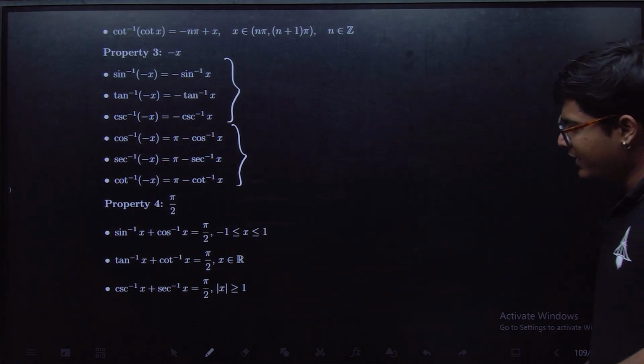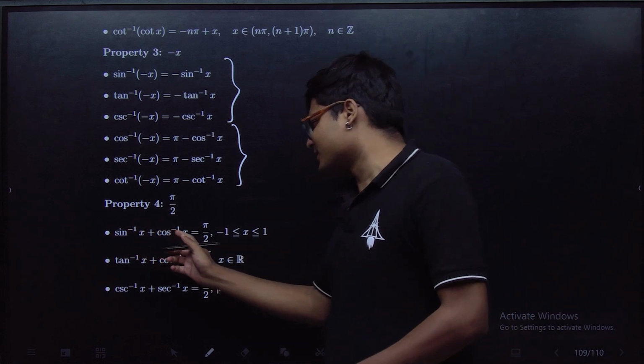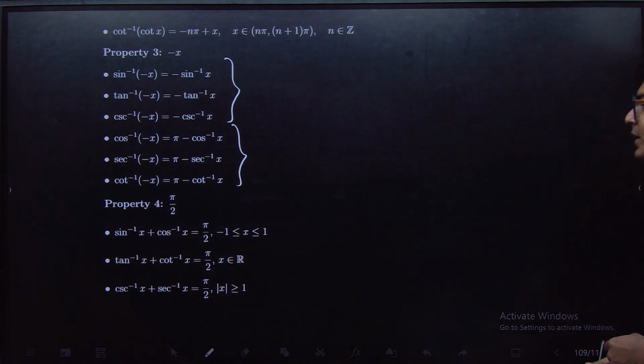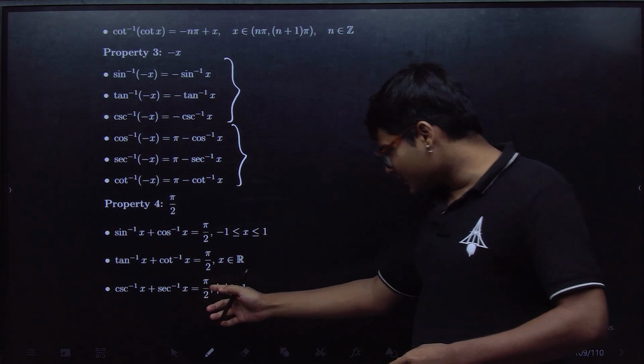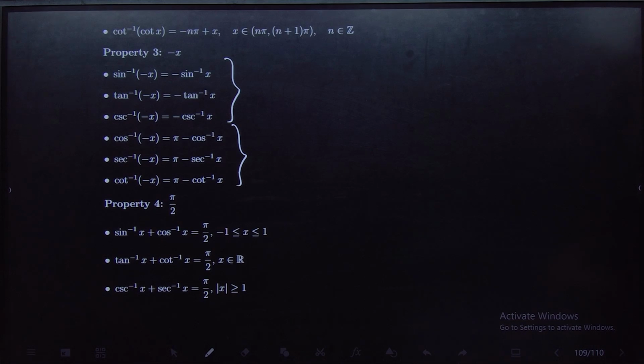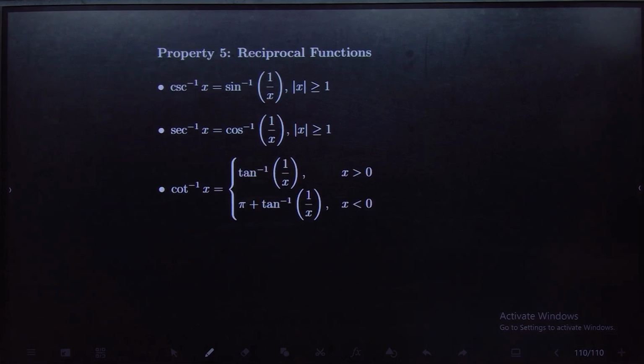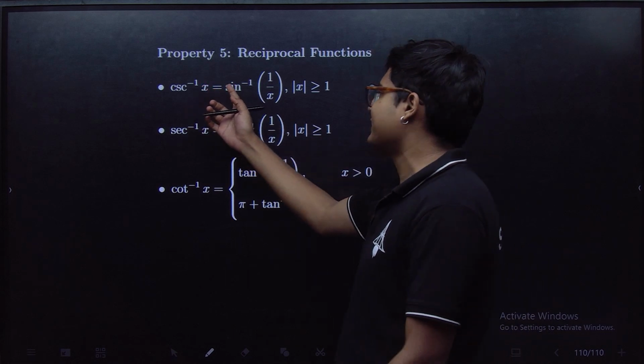Now, the sum of the trigonometric functions. So sine inverse plus cos inverse x is always going to be pi by 2. Tan inverse plus cot inverse x is going to be pi by 2 for every x in real numbers. Cos inverse x plus sec inverse x is equal to pi by 2 for every mod x greater than or equal to 1, alright?